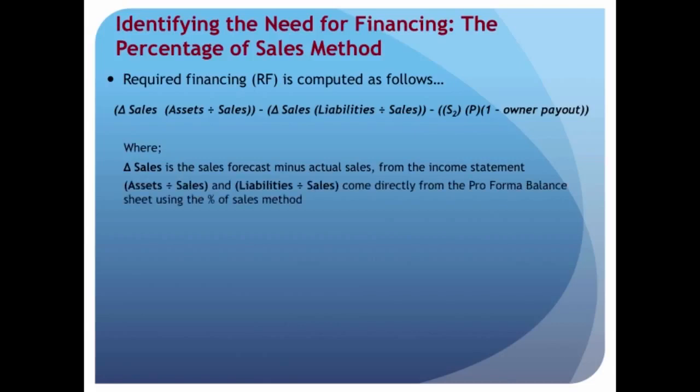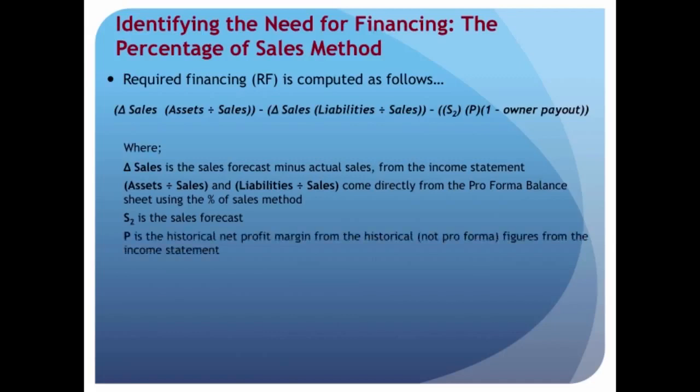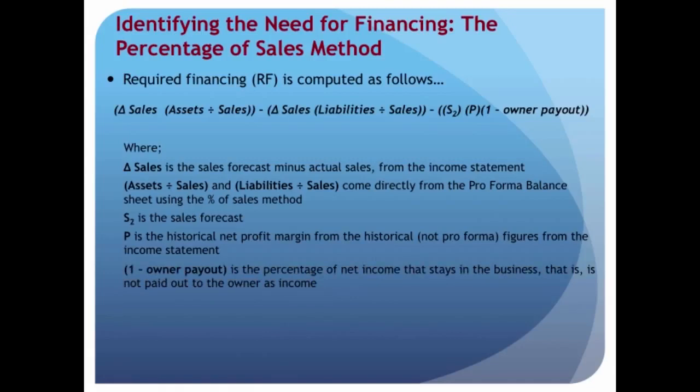Assets divided by sales and liabilities divided by sales come directly from the historical, not the pro forma, numbers on the balance sheet and the income statement. S sub 2 is the sales forecast for next year. P is the historical net profit margin, not pro forma figures from the income statement. 1 minus owner payout is the percentage of net income that stays in the business, that is not paid out to owners as income at the end of the year or throughout the year.